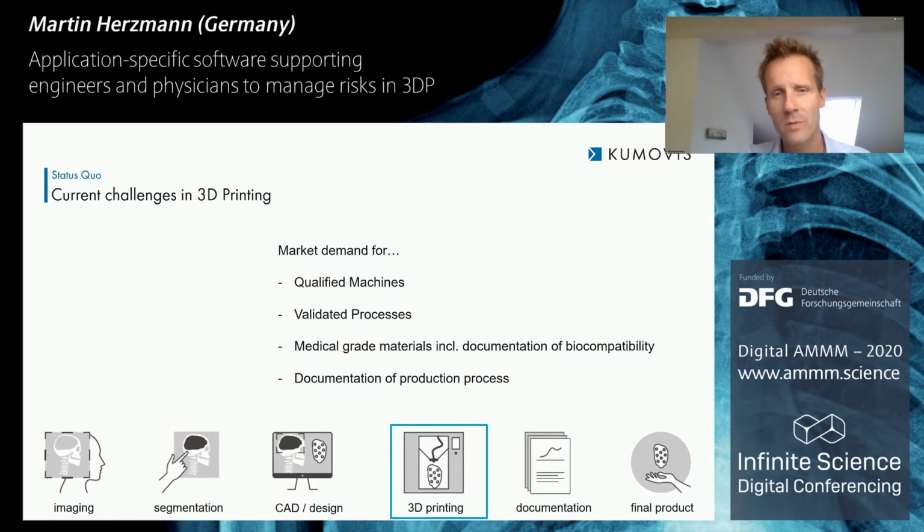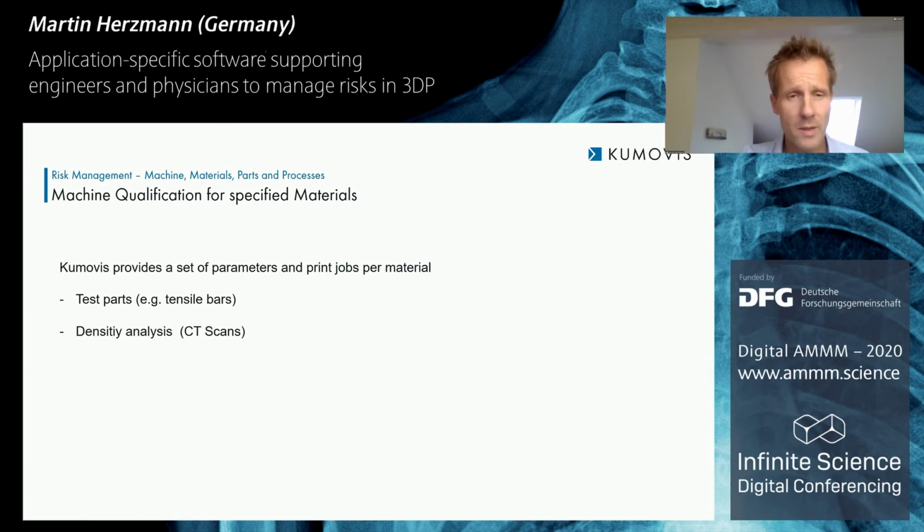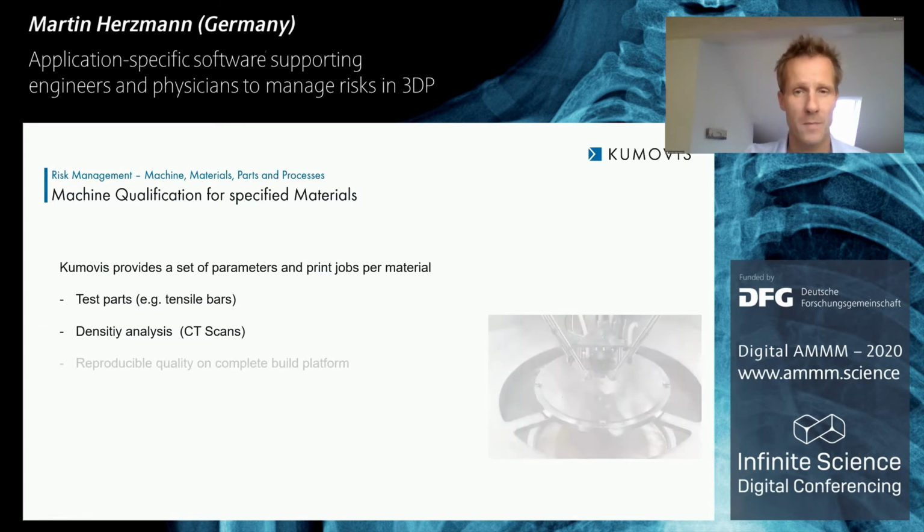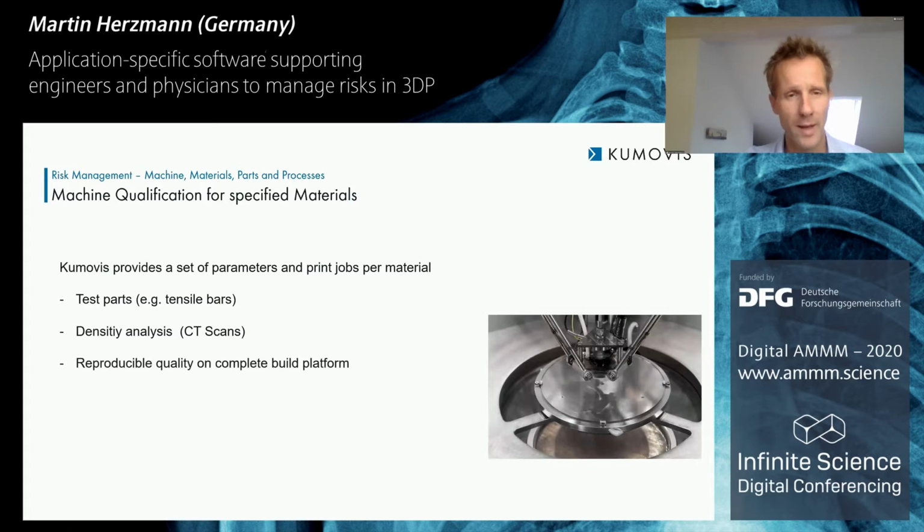What does Kumovis do to qualify these machines with the installation? So with every installation Kumovis does, we come with a set of parameters and print jobs per material. These are not patient-specific or customer parts. These are test parts such as tensile bars, dog bones, density analysis blocks for CT scans, so that we can specify on the material that we fulfill a machine qualification, no matter which part we print afterwards.